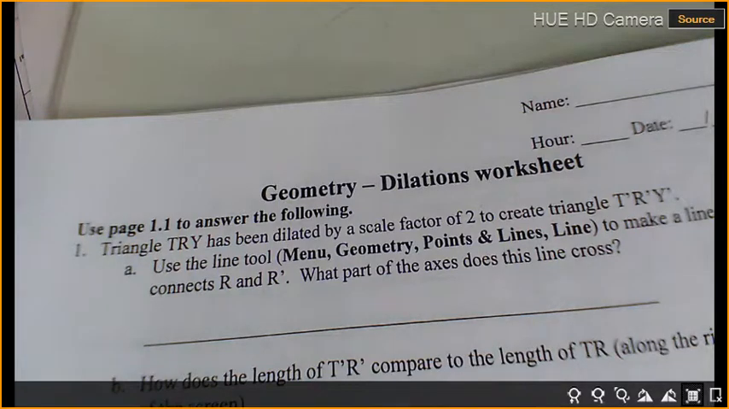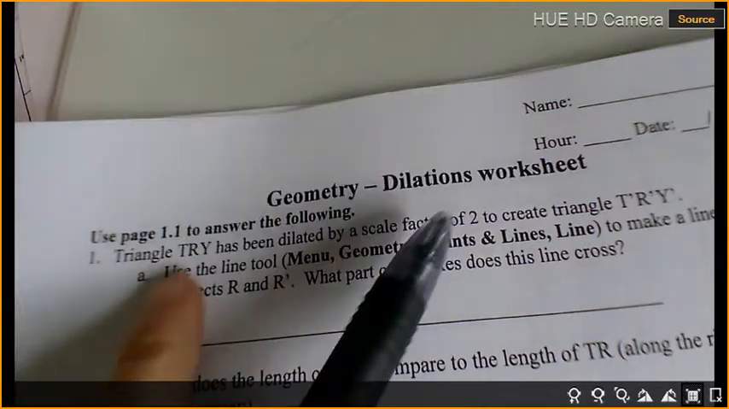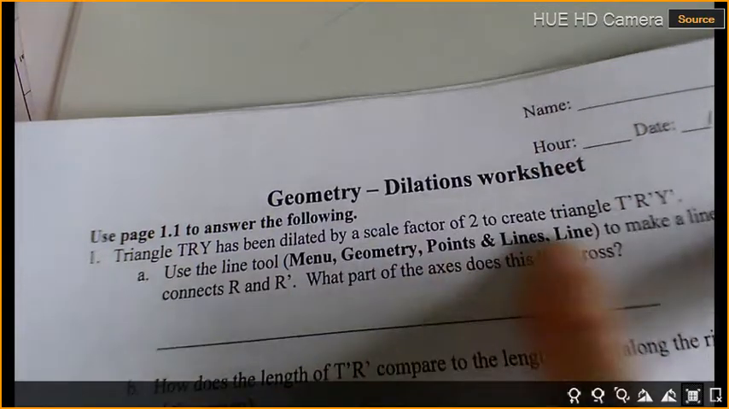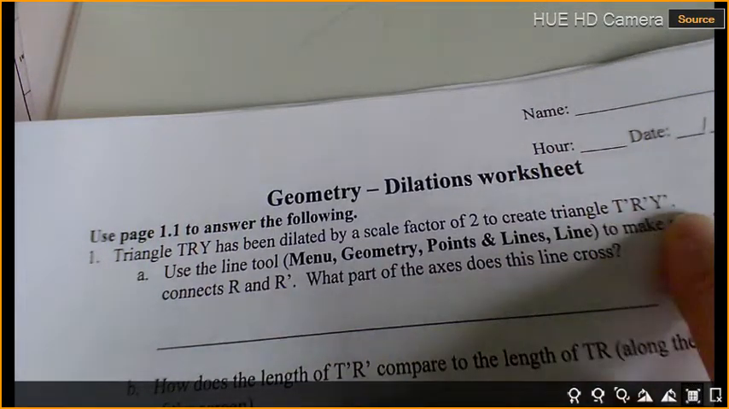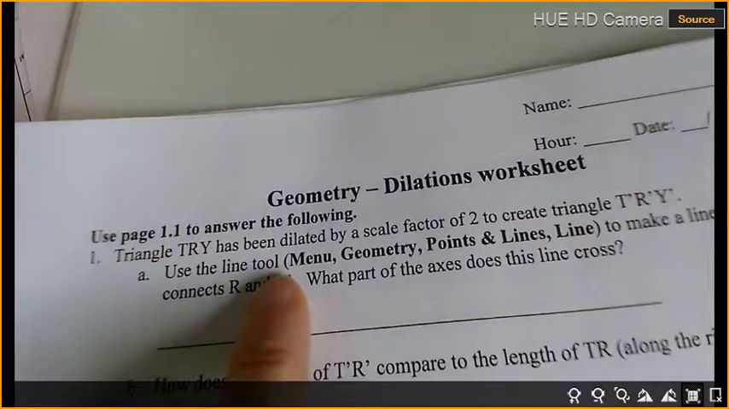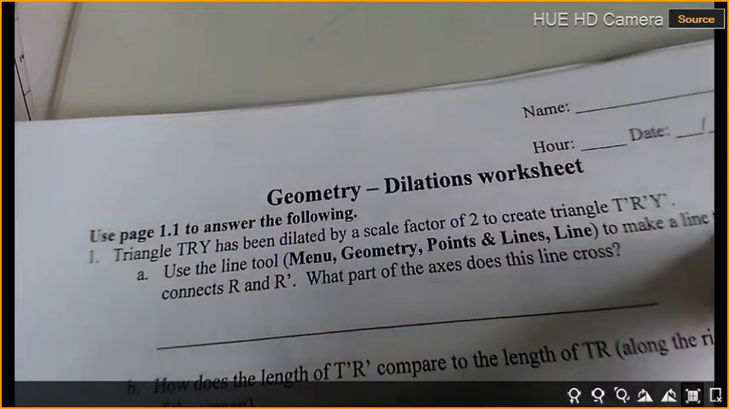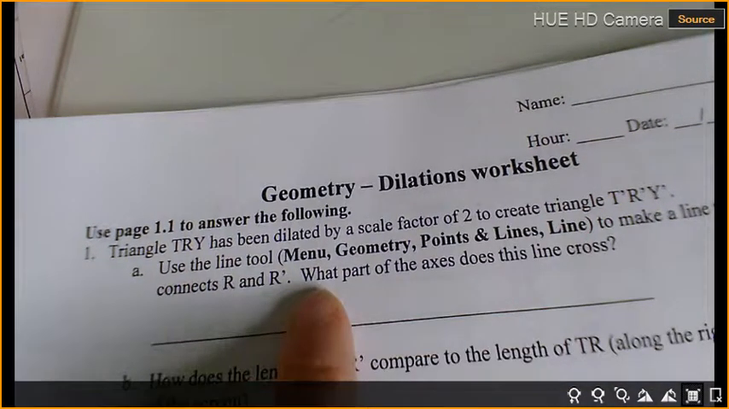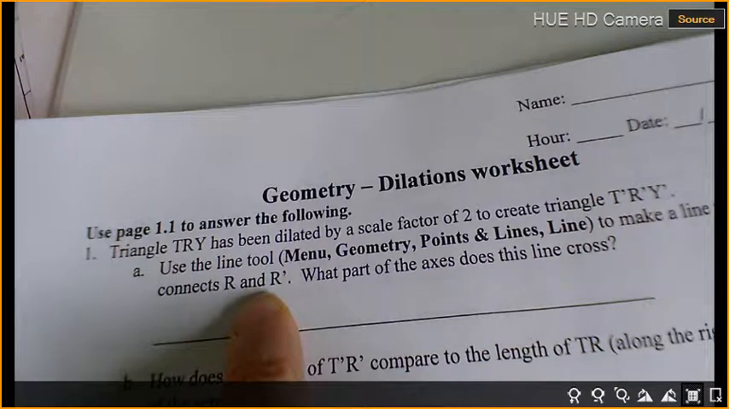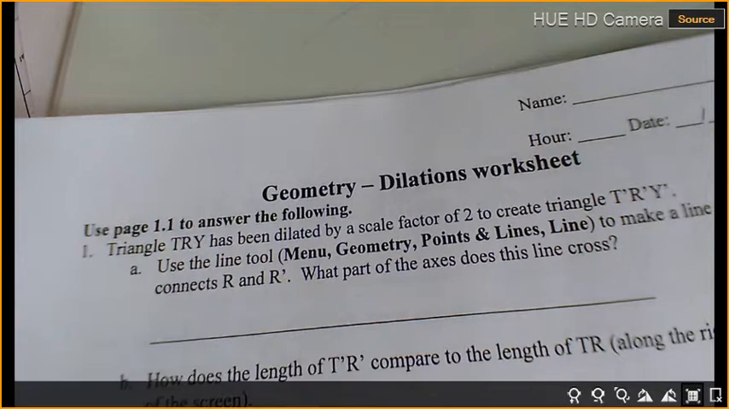Okay, so we are looking at the dilations worksheet. We've got triangle TRY has been dilated by a scale factor of 2 to create the image T'R'Y'. We're going to use the menu, geometry, points and lines, and line to make a line that connects R to our image. What part of the axis does the line cross?